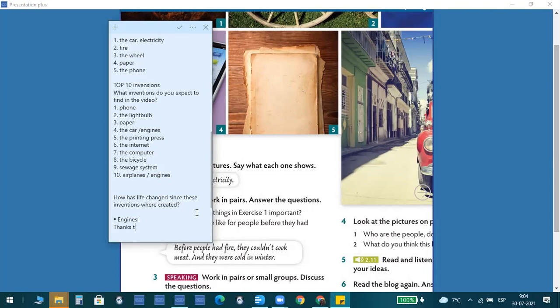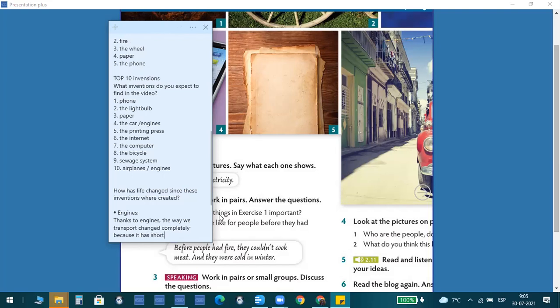Okay, so, like the way of being able to move around. Okay, thanks to engines, the way we transport changed completely. How? How, Lady Coverlyn? How has it changed? Shortening the trips, you could say. Okay, because it has shortened, acortar, shorten trips. Okay. Shorten trips.